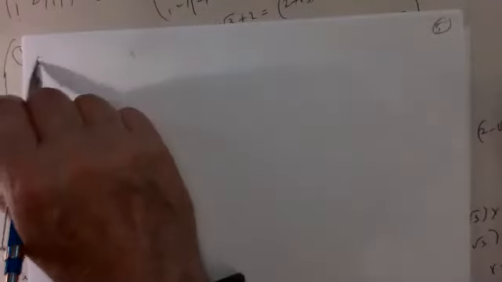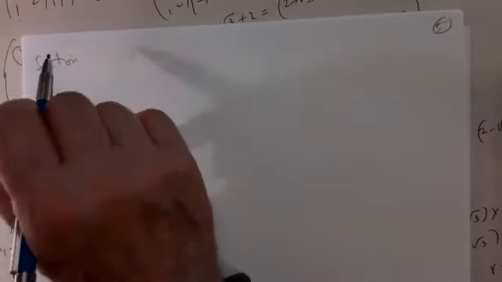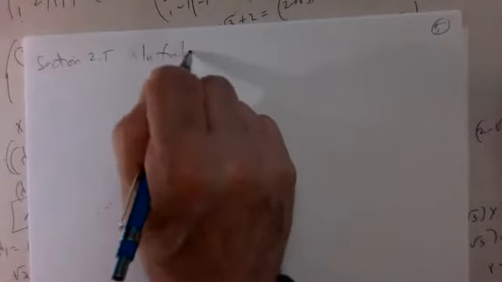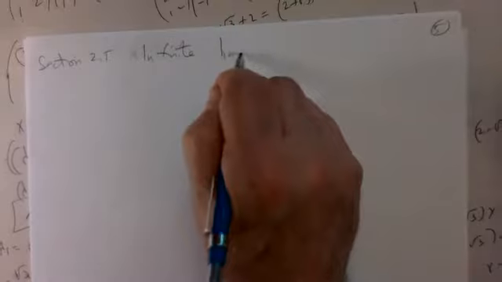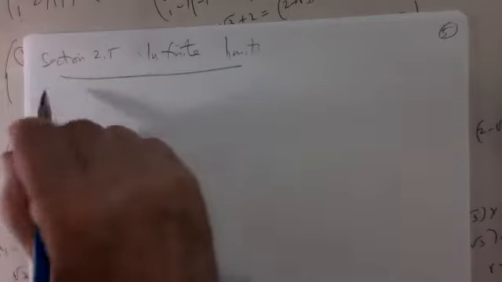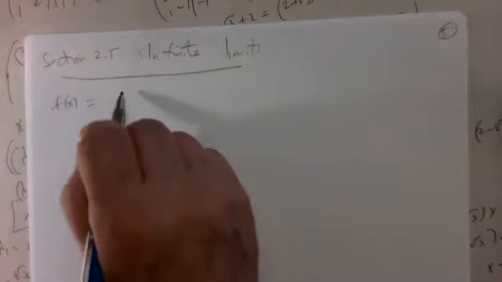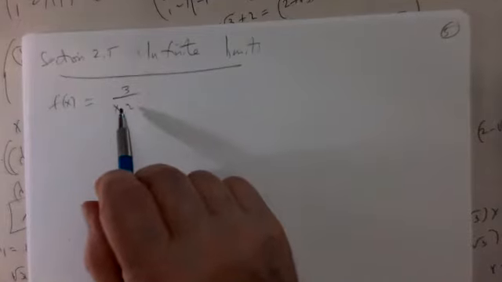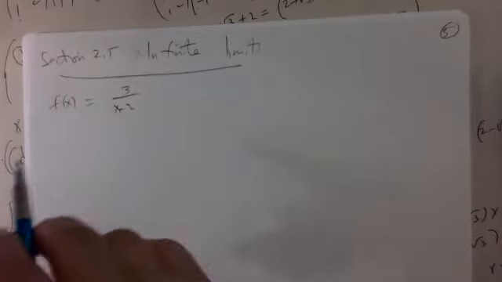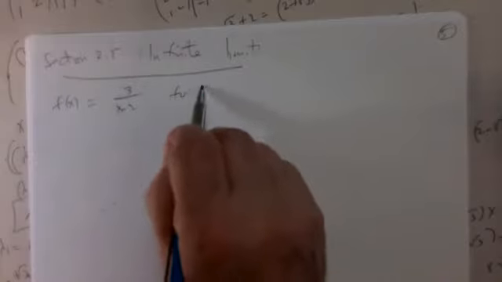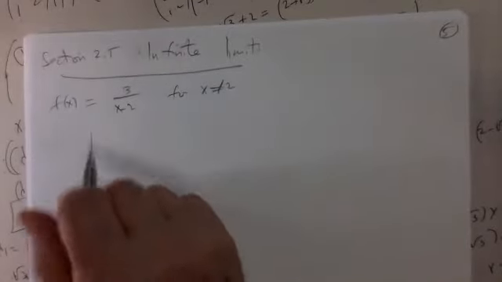Okay. So now we go to the lesson of the day, which is section 2.5 on infinite limits. And we start out by looking at a function just like the kinds of functions we have been looking at, 3 over x minus 2. And this is only defined for x different from 2.